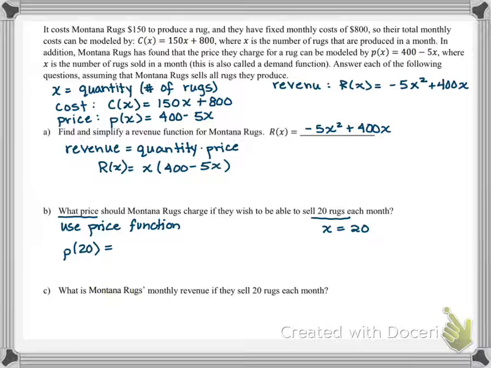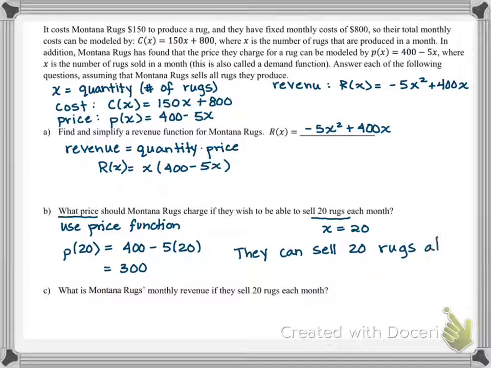So I go to my list. I say I'm trying to find a price. That means I should use this function. And that gives me 300. So they can sell 20 rugs at a price of 300 each.